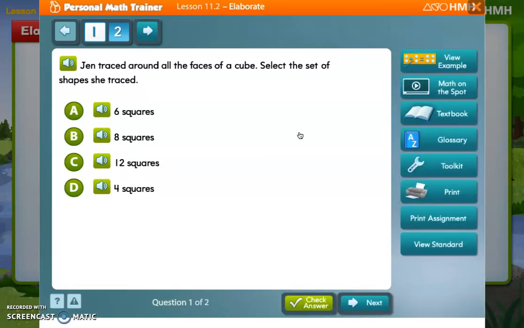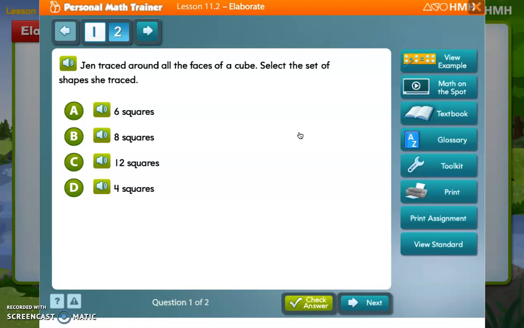All right, so number 1 says, Jen traces around all the faces of a cube. Select the set of shapes she traced. Okay, so she traced around all of the faces of the cube. So that means that she counted pretty much all of the sides of that cube. And if you remember, a cube is made up of all squares, right? So the difference between a cube and a rectangular prism is that the rectangular prism has rectangles in it. A cube is just all squares.